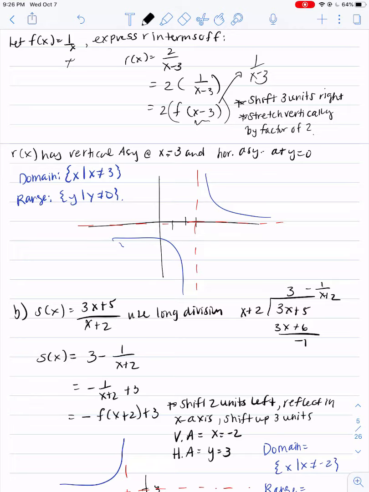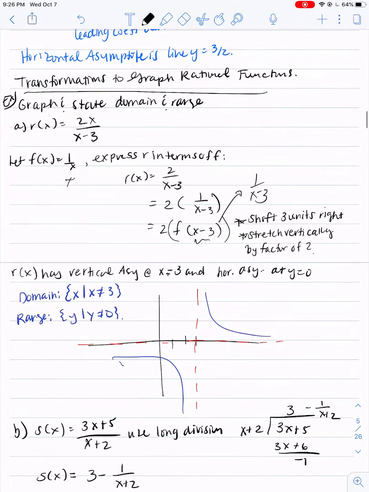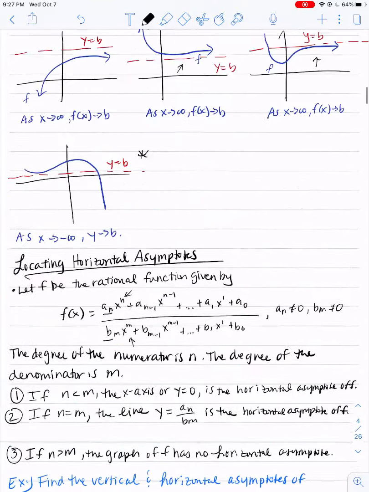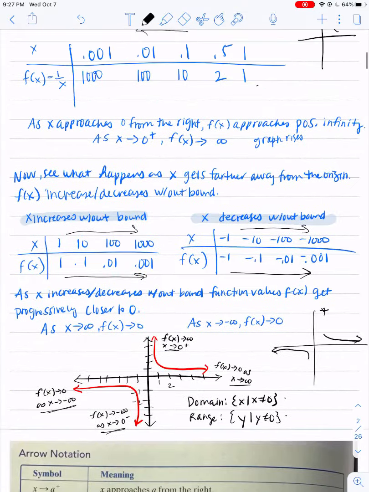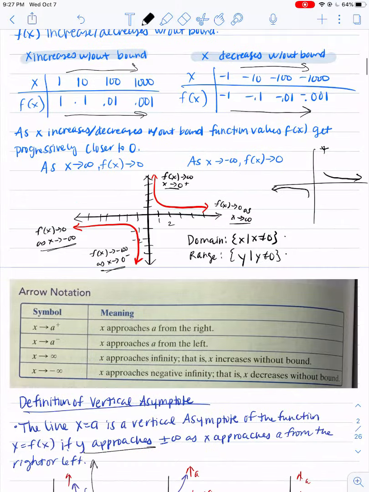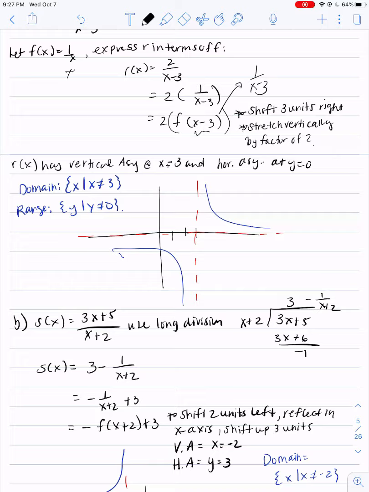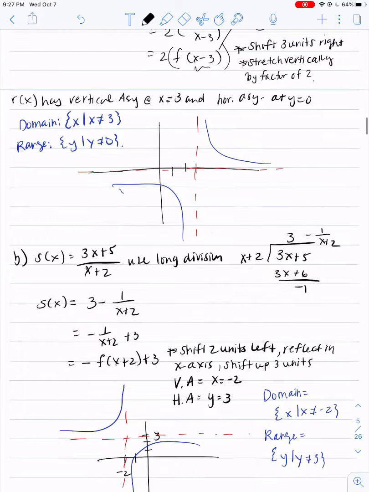And so for our domain, we graph the asymptotes here, and we know that 1/x is our graph from up here. So we're matching that graph but transforming it, so we just draw it like that. So it shifted 3 units right and stretched vertically. So our domain is x, where x cannot equal 3. Then our range is y, where y cannot equal 0.